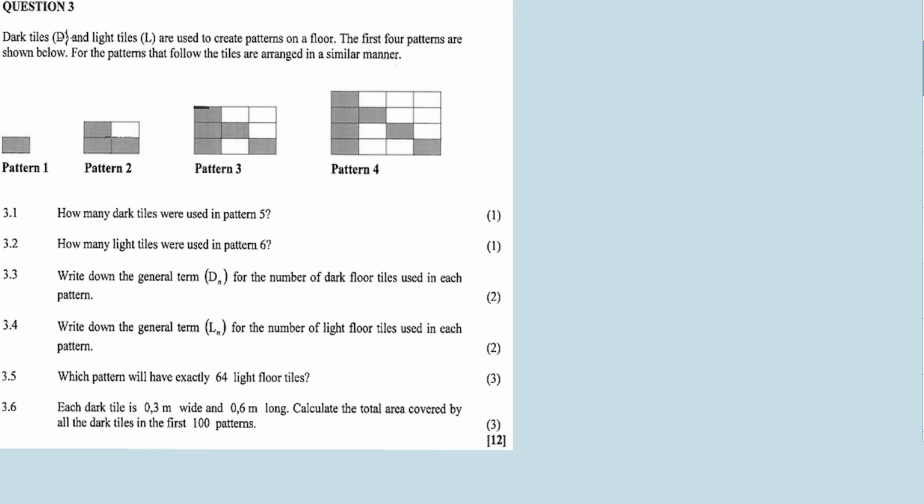Now, question 3, it's all about number patterns. They give us dark tiles and light tiles, which are used to create patterns on a floor. The first 4 patterns are shown below. For the patterns that follow, the tiles are arranged in a similar manner. So pattern 1, 2, 3, 4, going all the way up to infinity, it's a mixture of dark, like pattern 3, and light tiles, right?